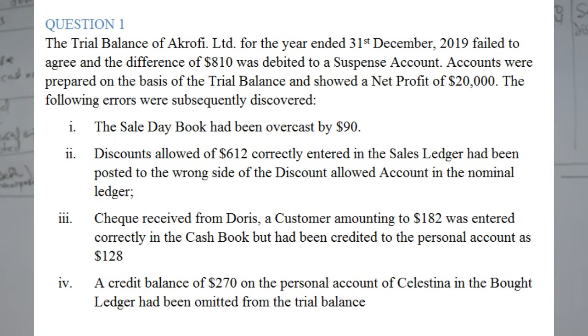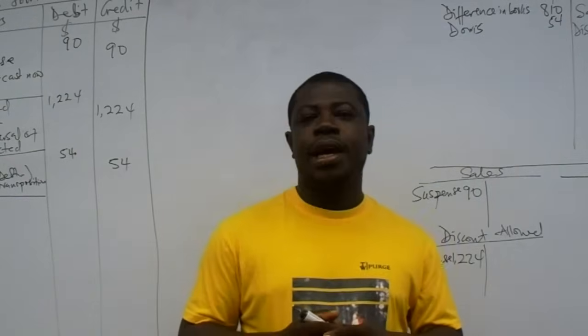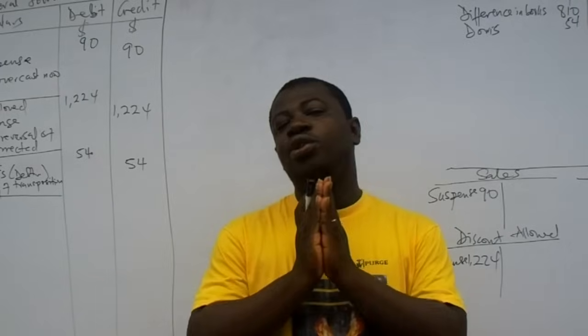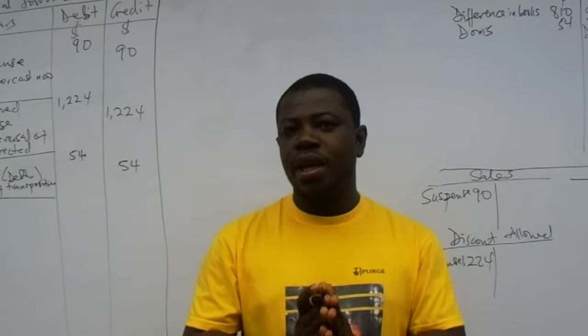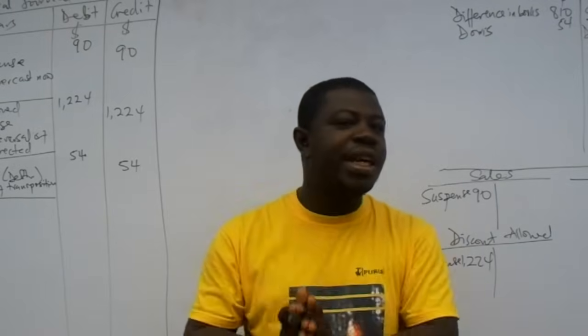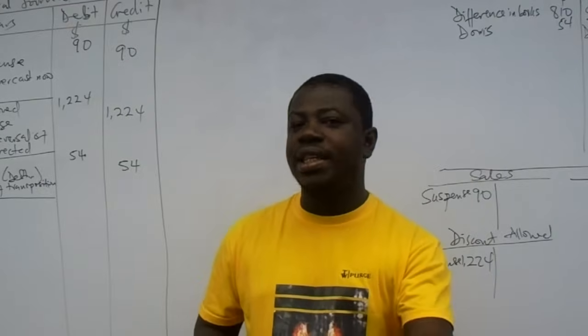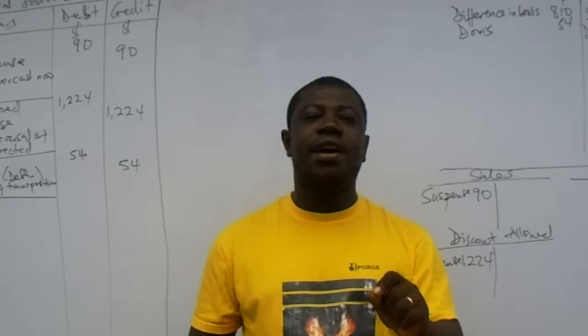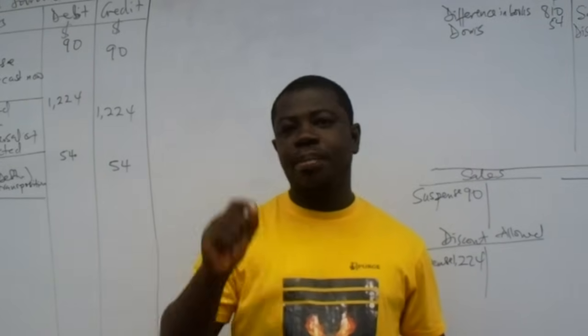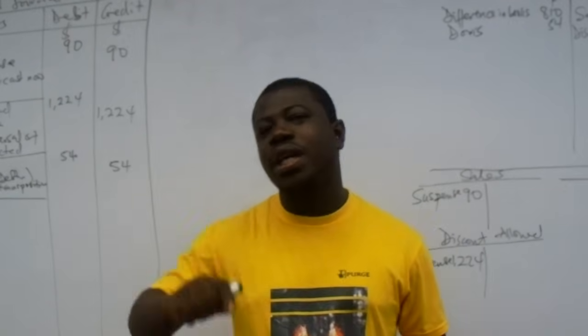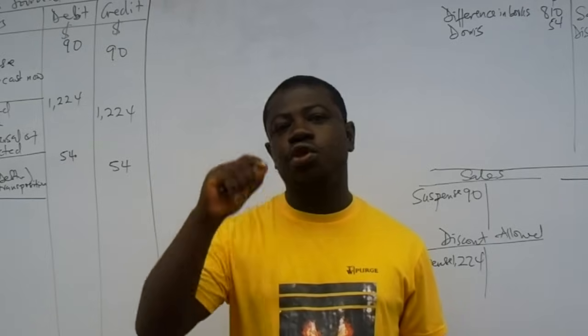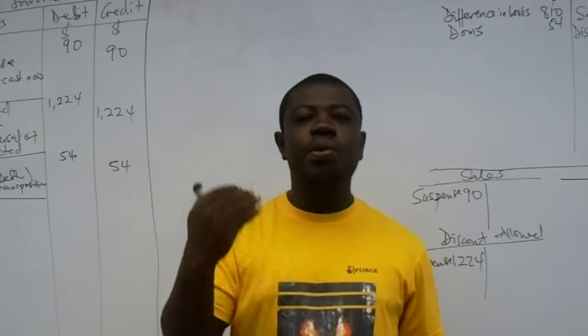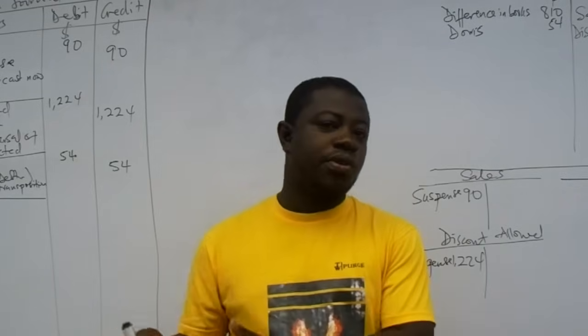A credit balance of $270 on the personal account of Celestina in the bought ledger had been omitted from the trial balance. Okay, so this is personal account balance omission, and we are told that the account is in the bought ledger. The bought ledger is the purchases ledger, and it contains accounts of creditors. So it tells us that Celestina is a creditor, and you should know that creditors have credit balances. And so if the balance of 270 on the creditor's account has been omitted, then of course we are shortening the credit side of the trial balance. And so what we need to do is that this error is a balance omitted.